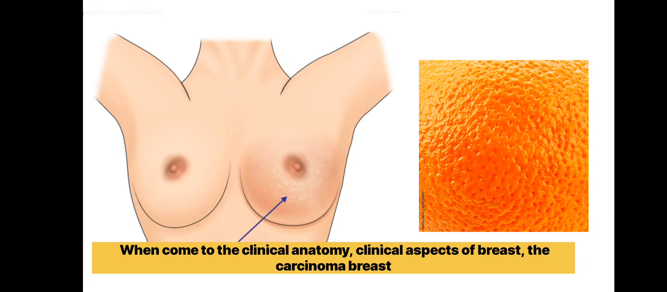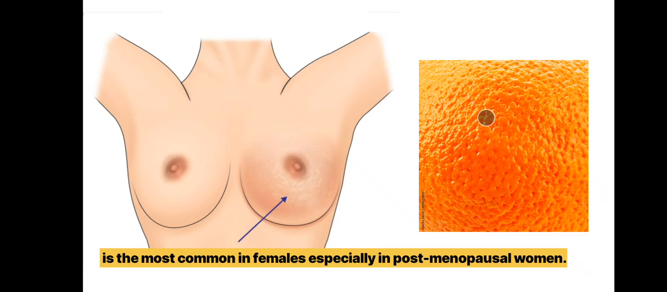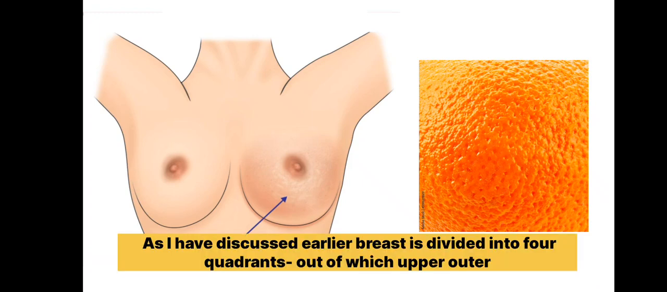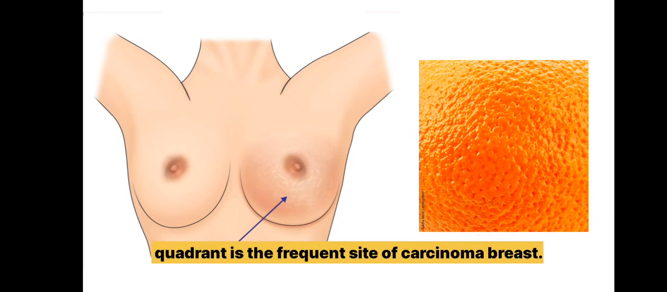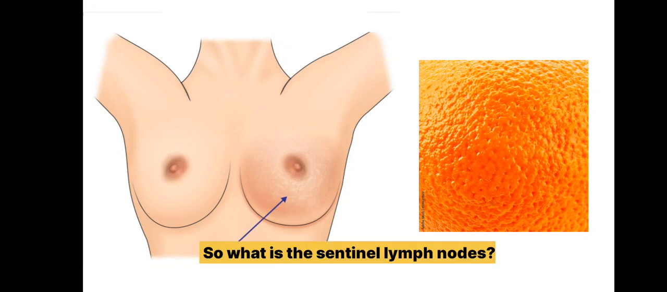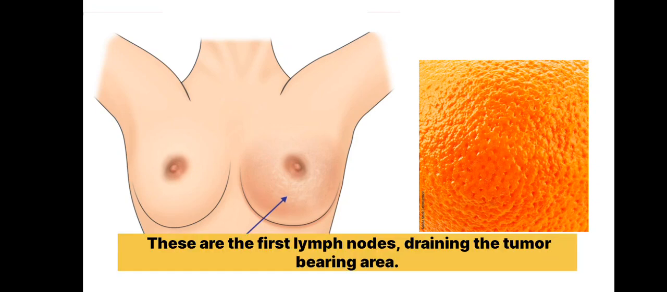When it comes to the clinical aspects of the breast, carcinoma breast is the most common in females, especially in postmenopausal women. As I have discussed earlier, the breast is divided into 4 quadrants, out of which the upper outer quadrant is the frequent site of carcinoma breast. So what are sentinel lymph nodes? These are the first lymph nodes draining the tumor bearing area.